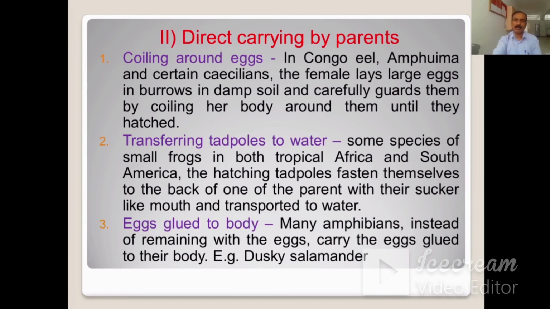Number three is eggs glued to the body. Many amphibians, instead of remaining with the eggs, carry the eggs glued to the body, for example, the dusky salamander.